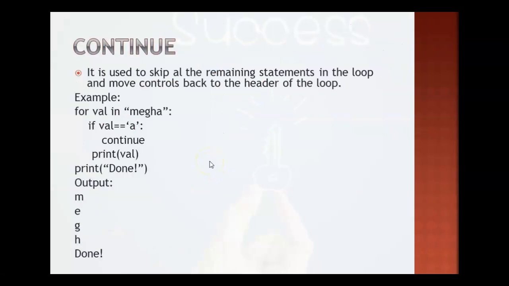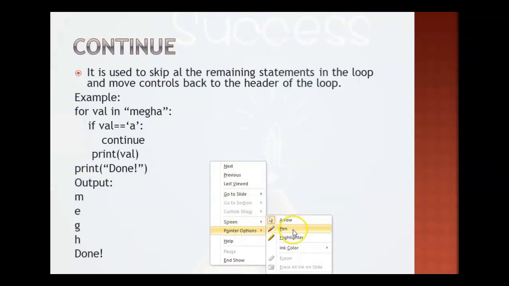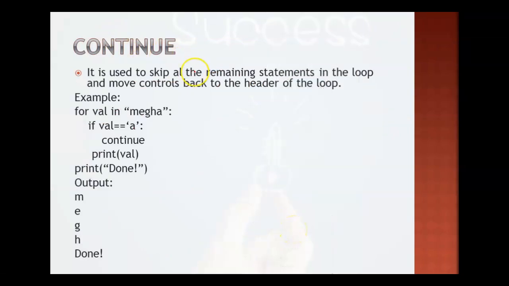So moving to the next, the use of the continue statement. So how will this continue work? It is used to skip all the remaining statements in the loop and move control back to the header of the loop. So the control will go back to the header of the loop. Header is the first line of the loop. This is called the header. Okay, this is the header of the loop.